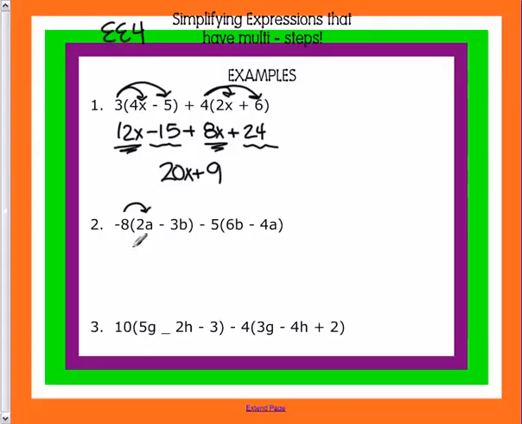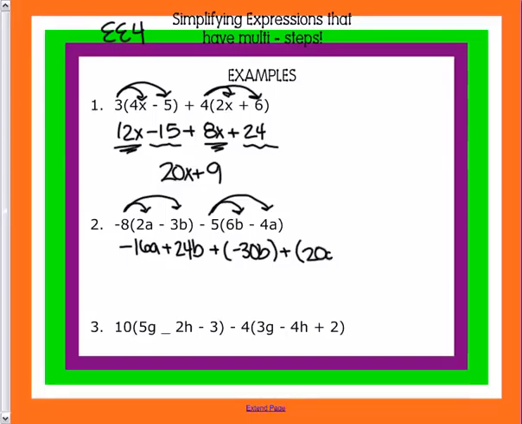A negative 8 times a 2a is a negative 16a, and a negative 8 times a negative 3b is a positive 24b. Okay, I am going to add to that a negative 5 times 6b, which is a negative 30b, and a negative 5 times a negative 4a, which is a positive 20a.